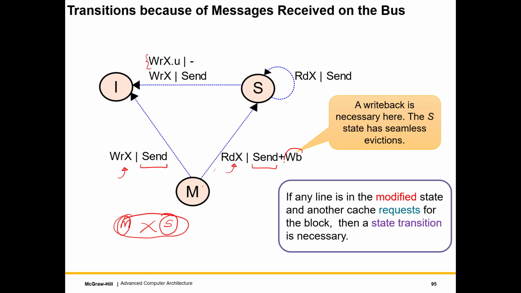In addition, a write back is performed to the lower level because we have seamless evictions from the S state. So we can just toss a block out. But what if it was modified and it came from the M state? That is why, to enable seamless evictions in the shared state, the block is written back to the lower level. So this is why a write back is necessary, because the S state has seamless evictions, which means we can just evict a block without doing anything.